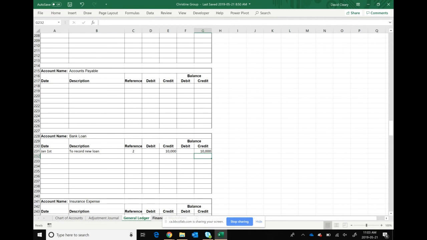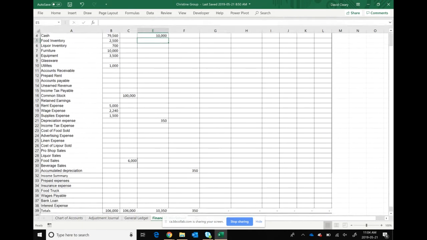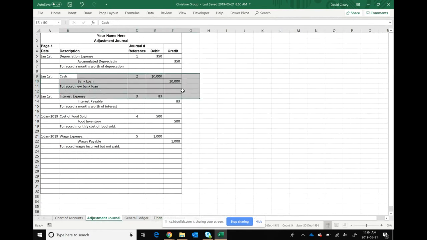We can just transfer that change to the worksheet here. Where is our bank loan? Right there. So it was a credit of 10,000. There we go. Next one. So we've done all this. Now we can move on to our interest expense and our interest payable.